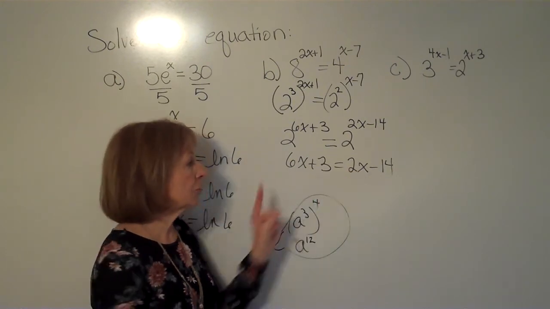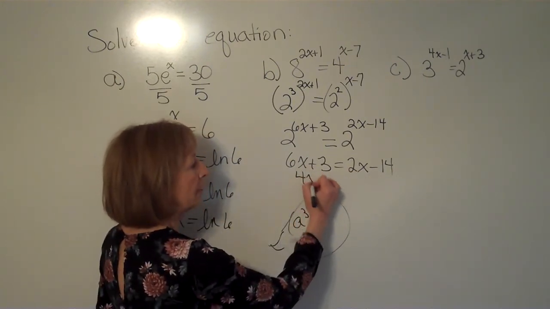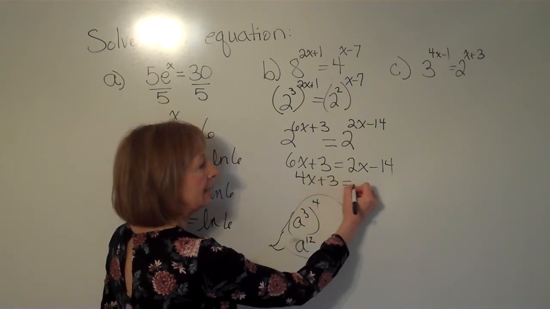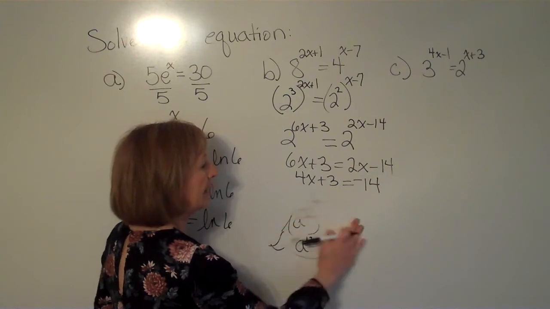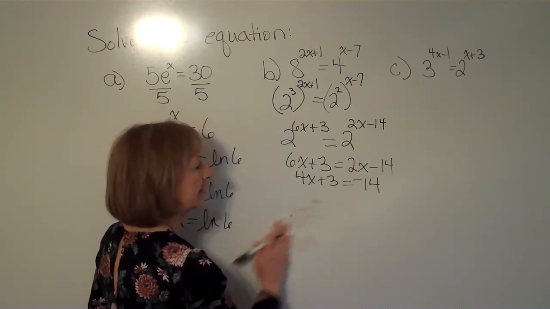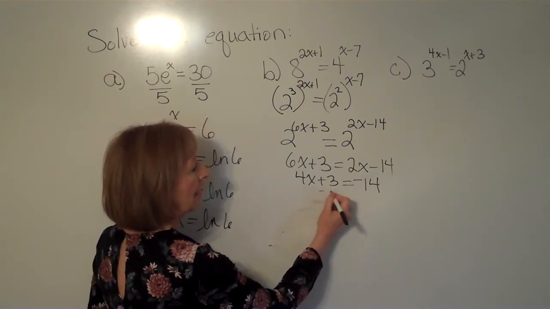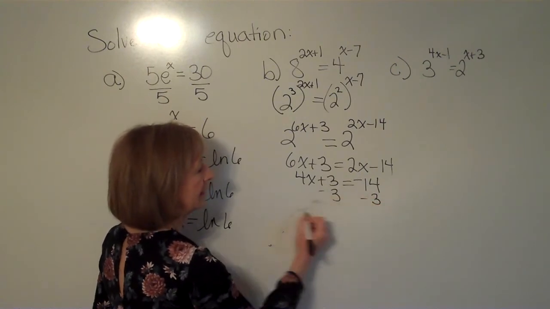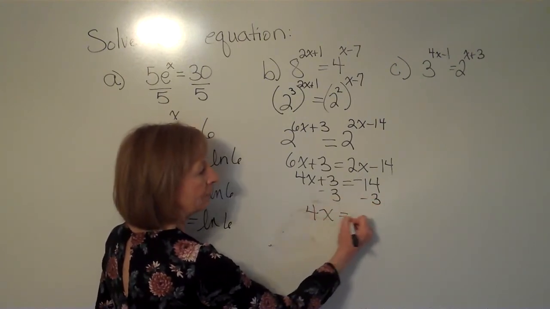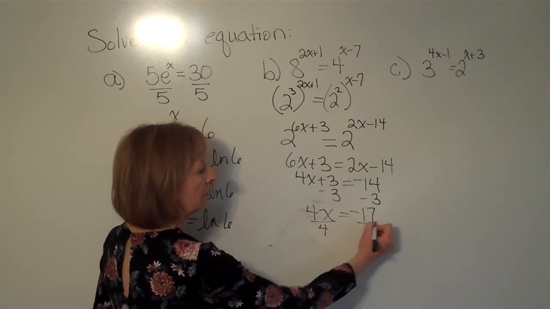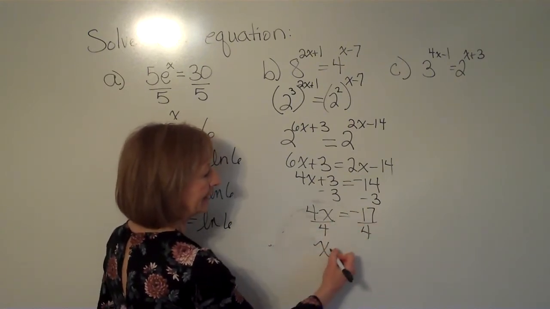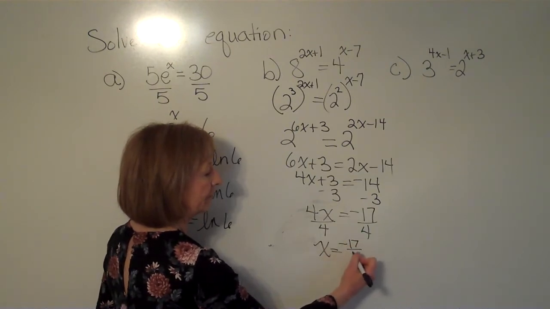So we'll subtract 2x from both sides. That gives me 4x plus 3 is equal to negative 14. And then finish solving the rest of it. We will subtract 3 from both sides. I get 4x is equal to negative 17. And then divide both sides by 4. X is equal to negative 17 fourths.